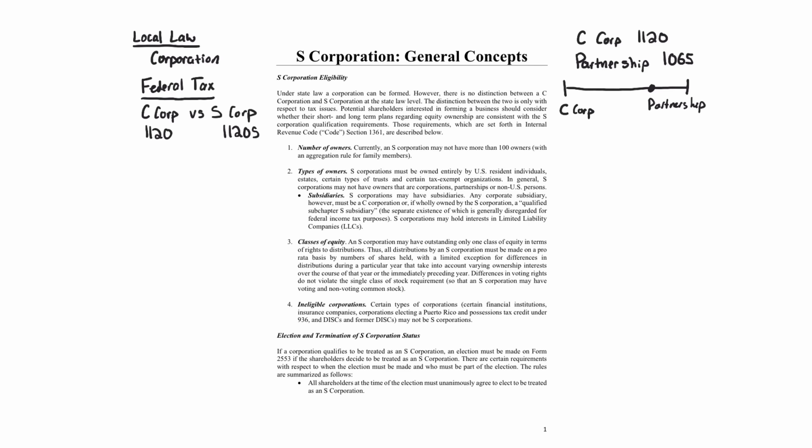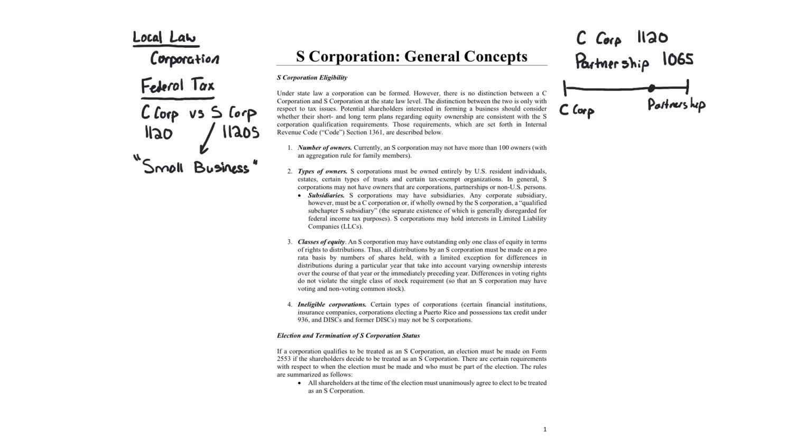The other thing I want to mention is C corporation versus S corporation. What does the C and S mean? So the way that we do this is S stands for small business. That is what the S stands for.